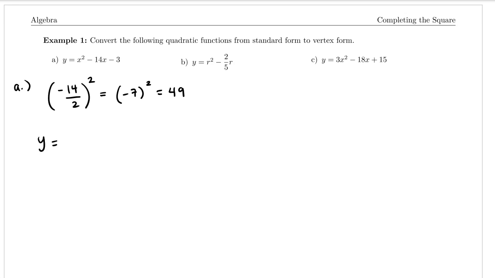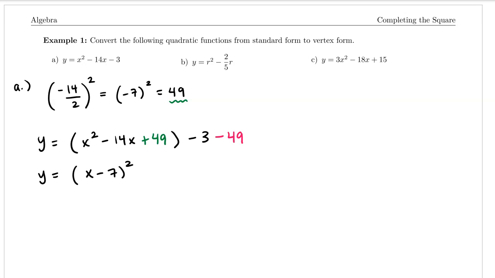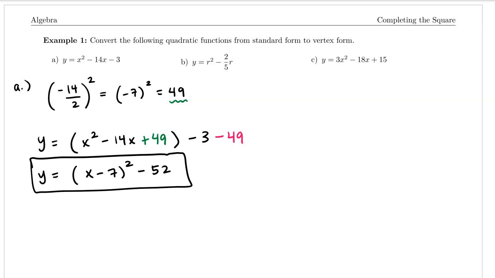So now I'm going to take my quadratic, and inside my parentheses, I'm going to write x squared minus 14x. I'm going to leave a blank space, and then I have minus 3 on the outside here. So based off this number, I'm going to add 49, and then on the outside, again to maintain balance, I need to subtract 49. And so what happens is the thing inside of our parentheses factors into x minus 7 quantity squared, and then negative 3 minus 49 is minus 52. And so this is our final answer for part A.